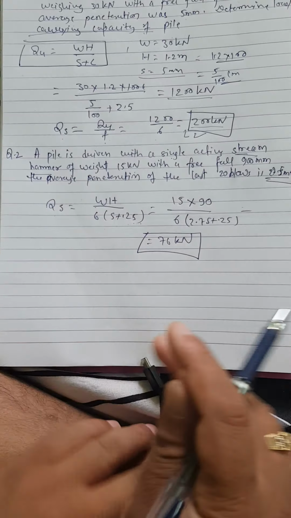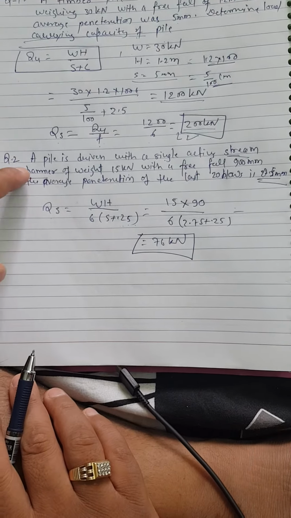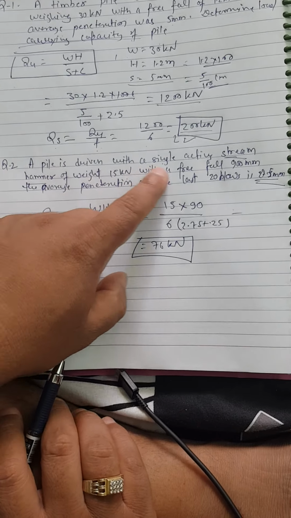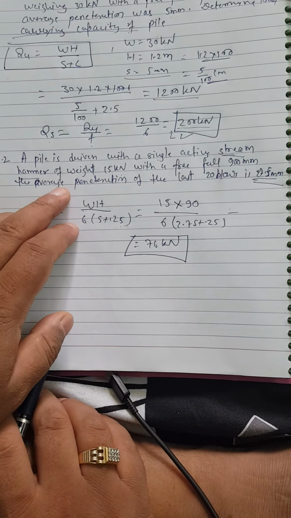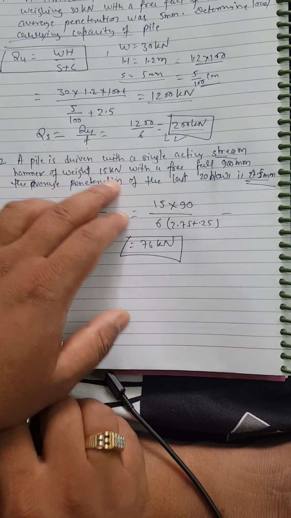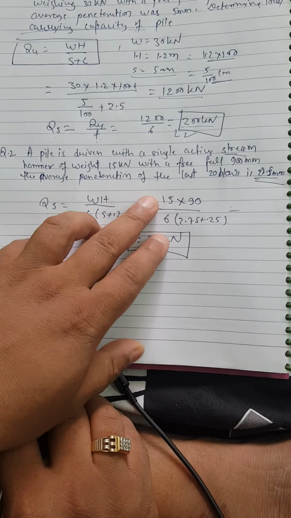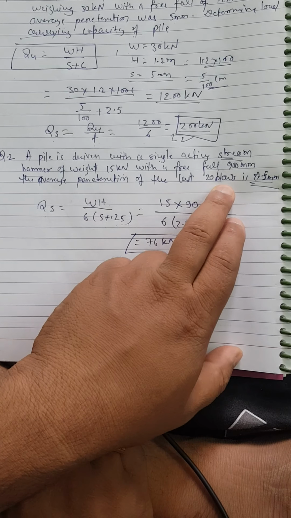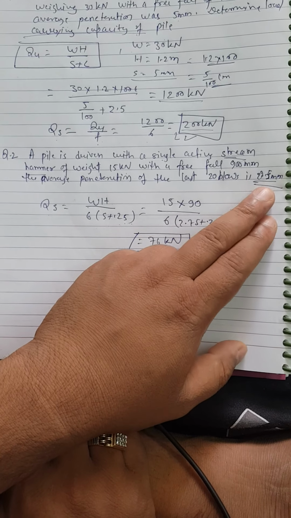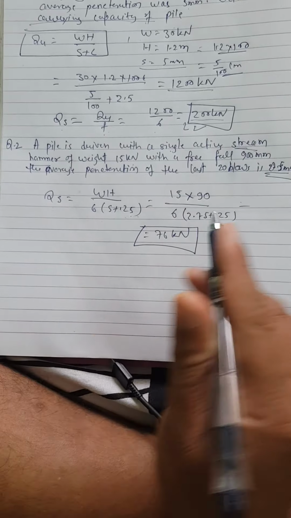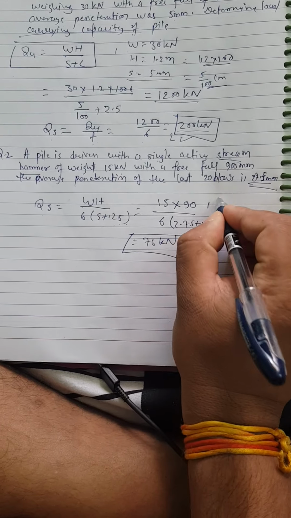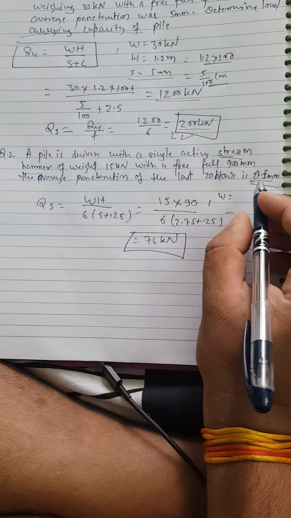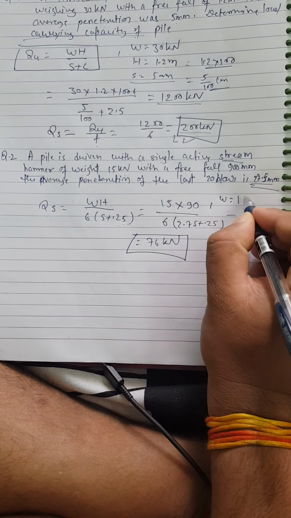Okay. Now the second problem: a pile is driven with a single acting steam hammer of weight 15 kilonewton with a free fall of 900 mm. The average penetration of the last 20 blows is 27.5 mm. Here the value of W is given. First of all, this is a case of the steam hammer. The value of W is 15 kilonewton.